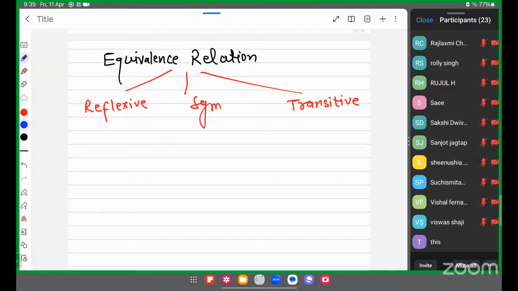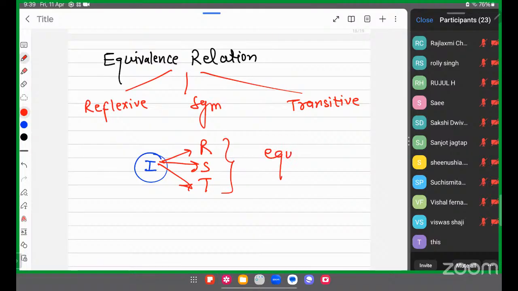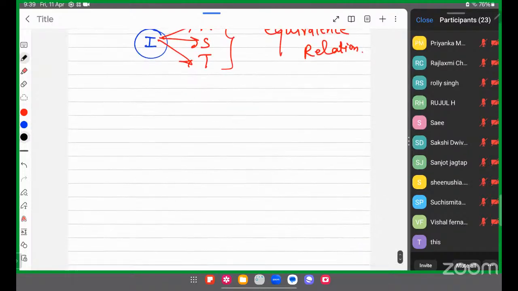For example, we have identity relation, and I already explained to you identity relation is reflexive, identity relation is also symmetric, identity relation is also transitive, which means identity relation is an example of equivalence relation. Identity relation is an example of equivalence relation. Understood? Yes, sir.